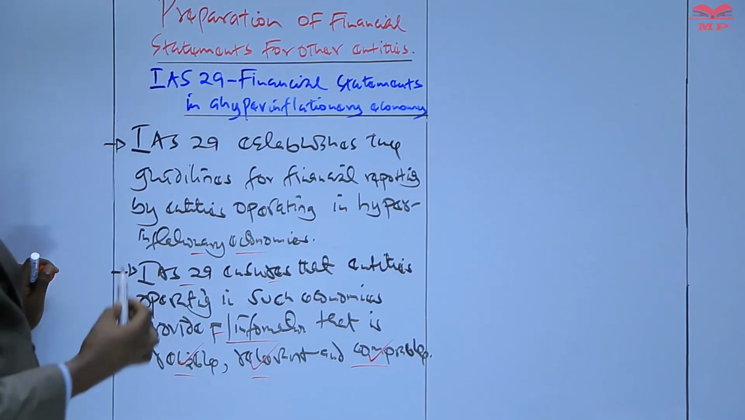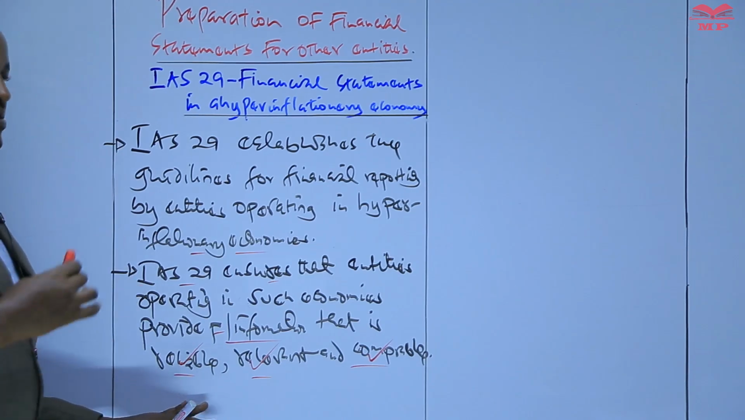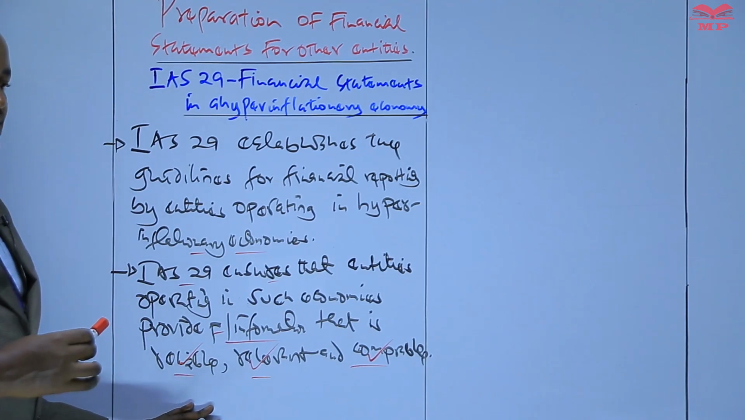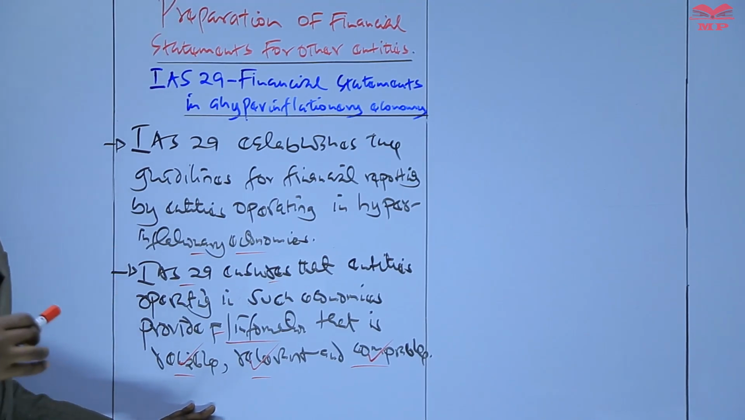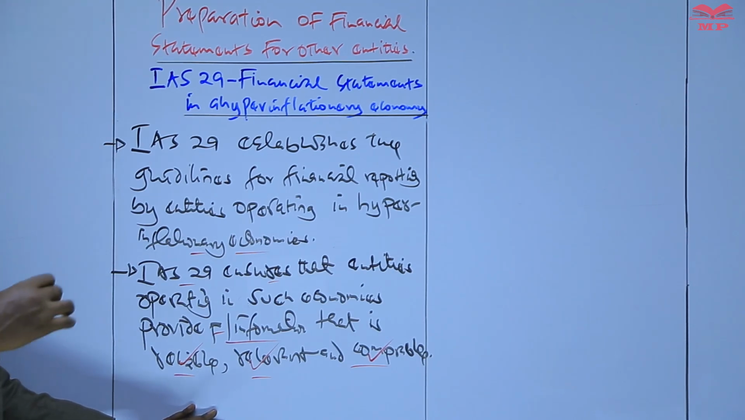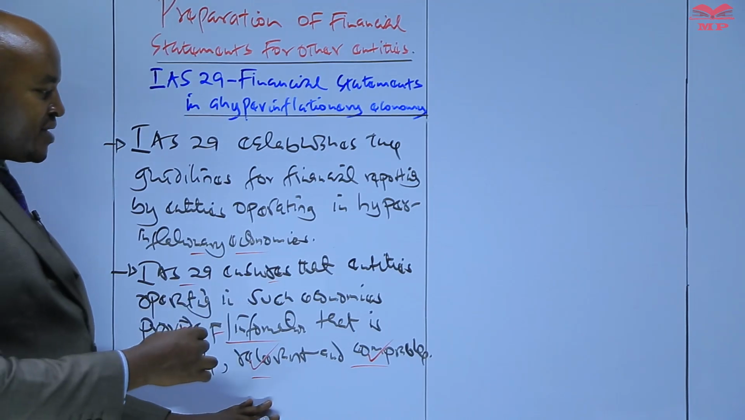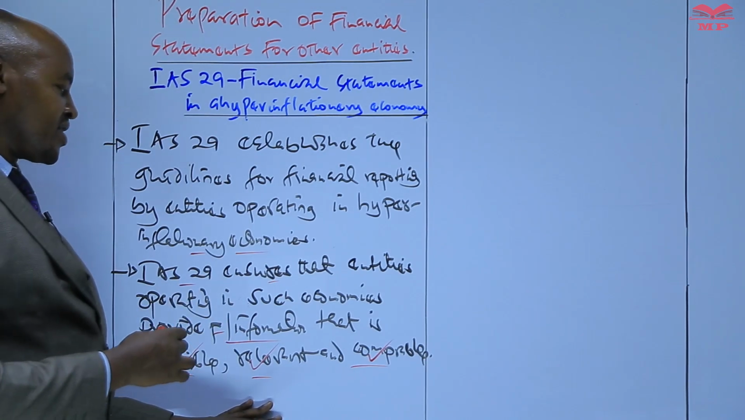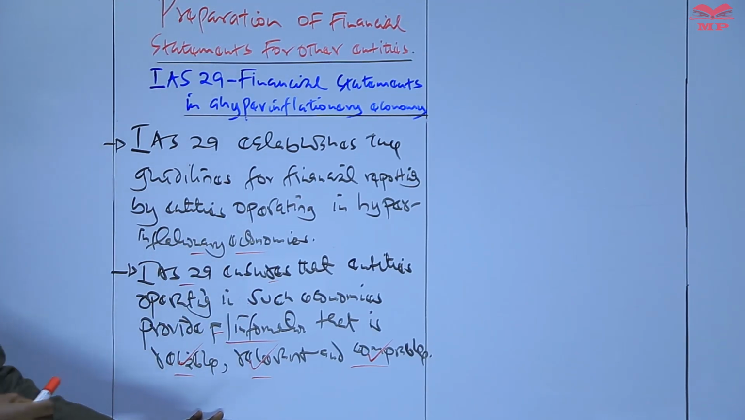Comparable, because this particular standard requires that if a company is operating in an economy whereby the purchasing power of the functional currency keeps on fluctuating, then the financial statements prepared by such an entity must be what? Must be restated in order to reflect the current purchasing power of the functional currency. Therefore, once those financial statements have been restated, they will be relevant, comparable, and also useful to the various stakeholders when making decisions.